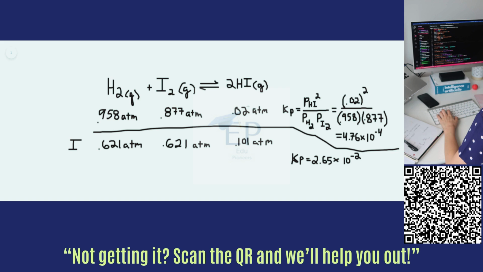Then it asks, is the second reaction at equilibrium? And it tells us the pressures of each of the gases under these conditions. It tells us that H2 is 0.621 and I2 is also 0.621 and HI is 0.101 atmospheres. If we plug these values into the same equation to calculate the equilibrium constant with respect to pressure, or Kp, this would be the reaction quotient, or Q really at this point. So I'm going to write this as Q is 2.65 times 10 to the negative second.